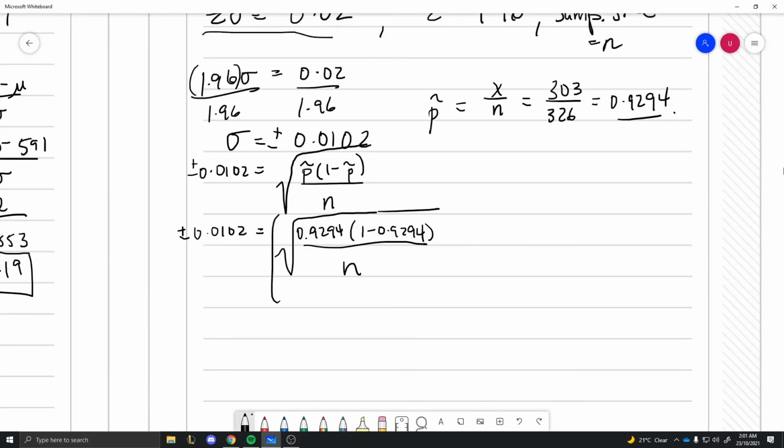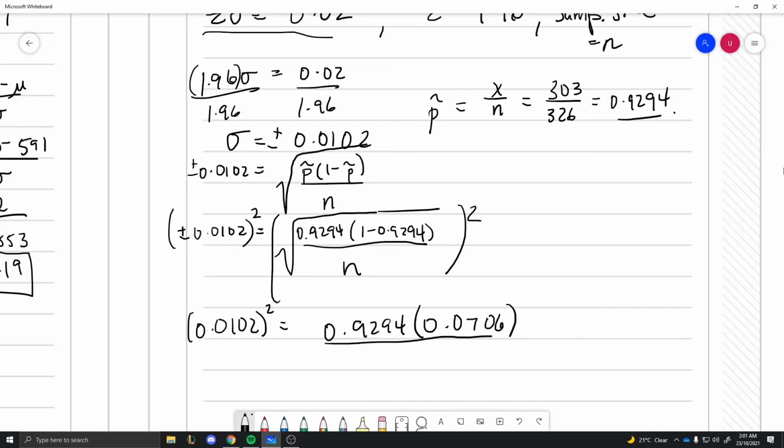So now let's square both sides here. This is going to end up in scientific notation, so I'm just going to leave it in this form. It's no longer plus or minus, remember, because we're squaring it. Even if it's negative, it'll end up being positive anyway, because we're timesing it by itself. So 0.0102 squared is equal to 0.9294 times 1 minus that, which is 0.0706, divided by n. So now we can swap these.